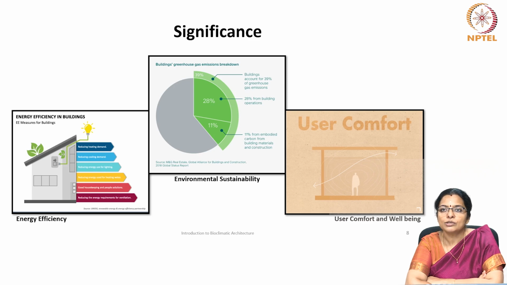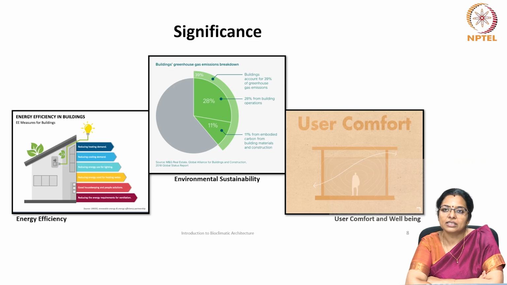The second important thing about bioclimatic architecture is the environmental sustainability. Bioclimatic design aims to minimize the environmental impact of buildings by reducing greenhouse gas emissions associated with energy use. By optimizing natural ventilation, passive heating and cooling, and using renewable energy sources, bioclimatic architecture contributes to sustainable development goals.